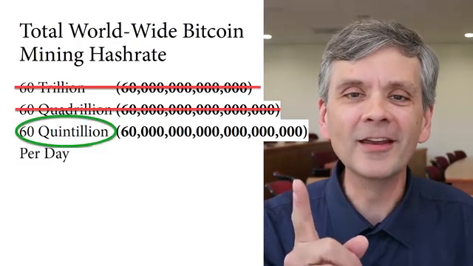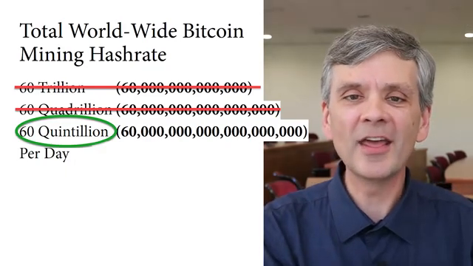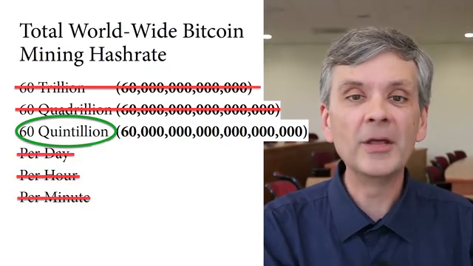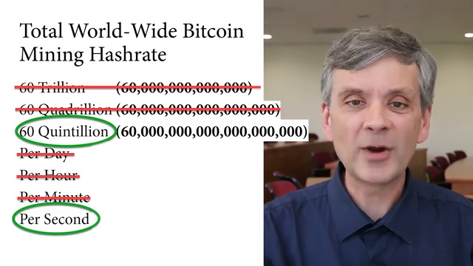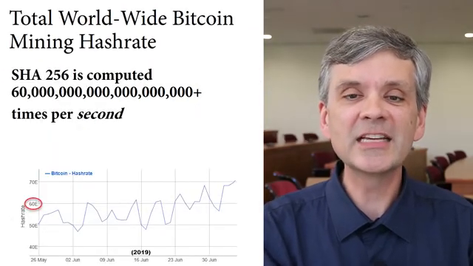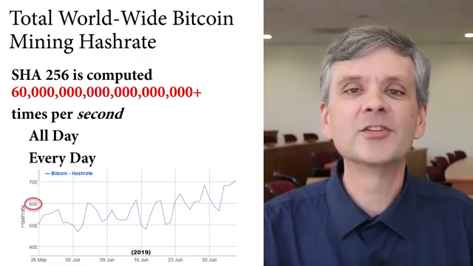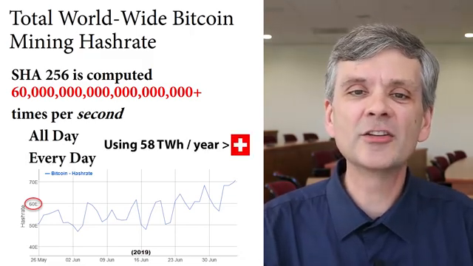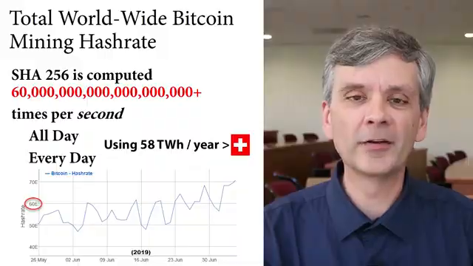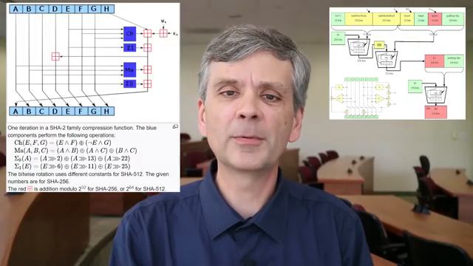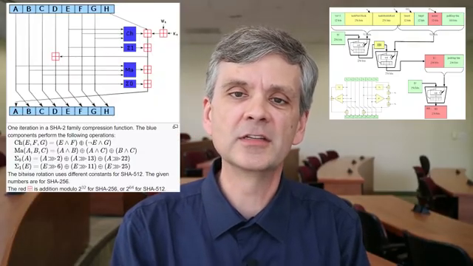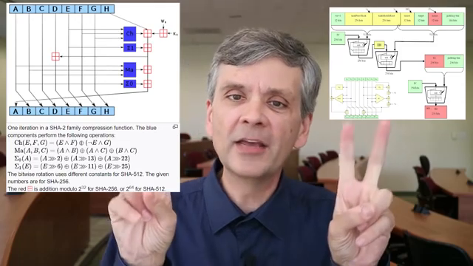Oh, wait, I'm wrong again. Not 60 quintillion per day, not per hour, not per minute, but per second. That's right, SHA-256 is run 60 quintillion times per second all day, every day. So yes, I think it's fair to say that SHA-256 is the most popular algorithm. I mean, unless you count adding and multiplying, which are parts of SHA-256. Maybe it's the most popular big algorithm.